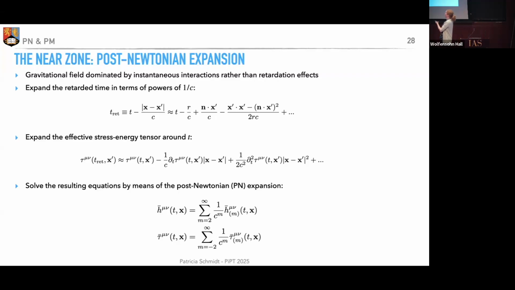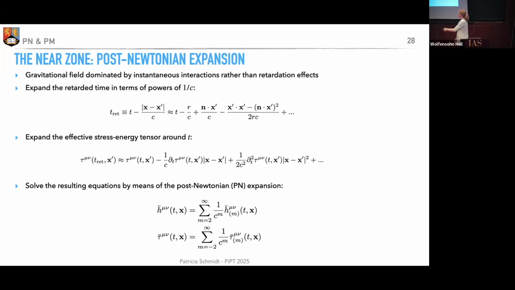But then we can do the same for the effective stress energy tensor around time t, plugging in the expansion here. Explicitly, if you do that, what you find is that my pseudo stress energy tensor at the retarded time is then the one at the present, so at the time associated with the source, and then we'll have ordered corrections in powers of c. And I think that answers your question, as you can see here. And then we get time derivatives popping up in here.